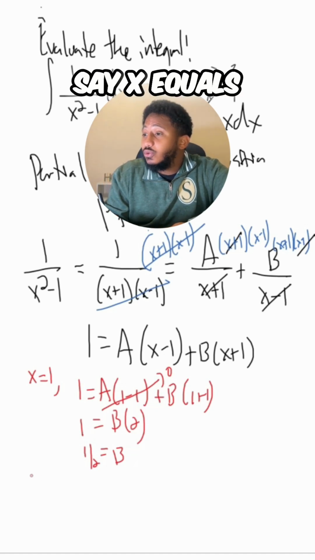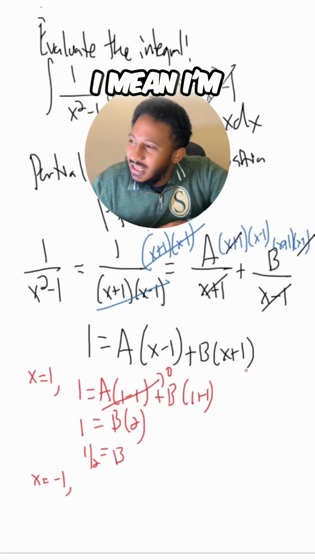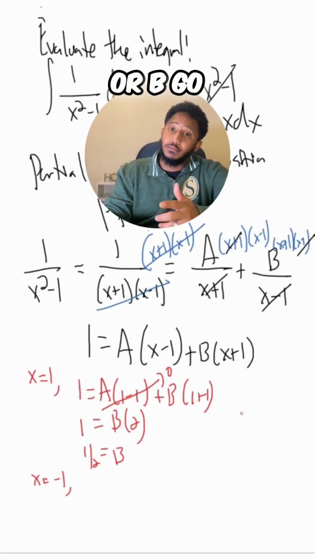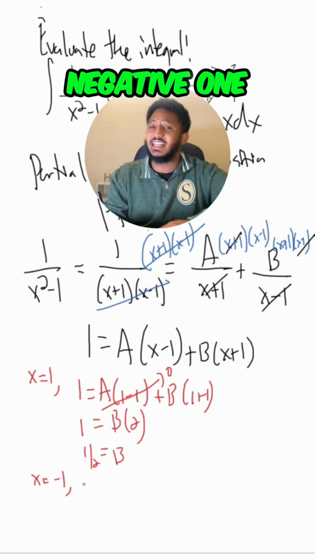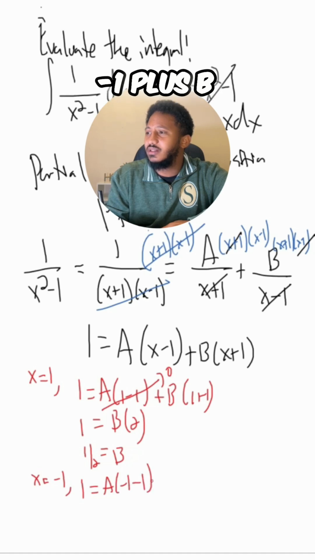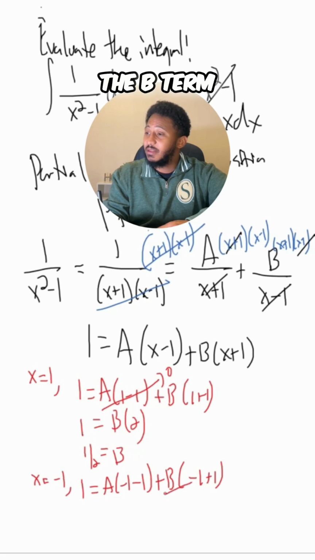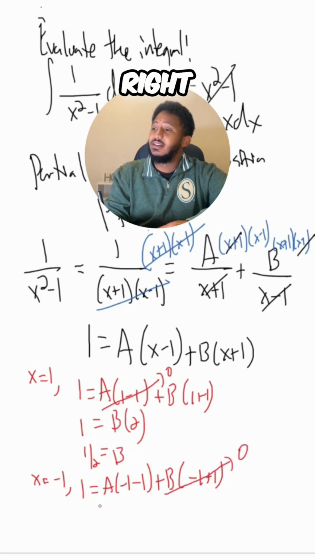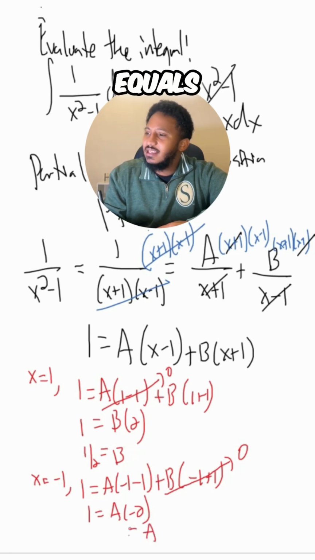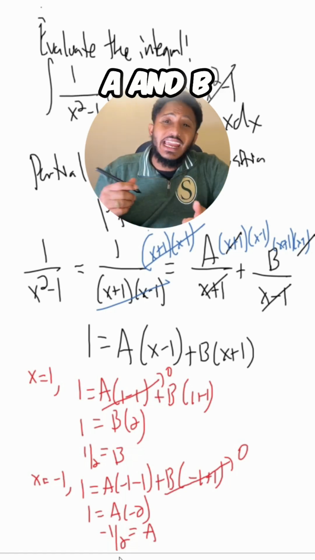Say x equals, I don't know, -1. Conveniently, right? And by conveniently, I mean I'm choosing the x value that would make one of the variables, one of the a or b, go away. If I choose x equals -1, we get 1 equals a times (-1 minus 1) plus b times (-1 plus 1). And notice what happens. This time the b term goes to 0, right? So we get 1 equals a times -2. I got it. So a equals -1/2. Okay, all right. So we found the A and B that make this true.